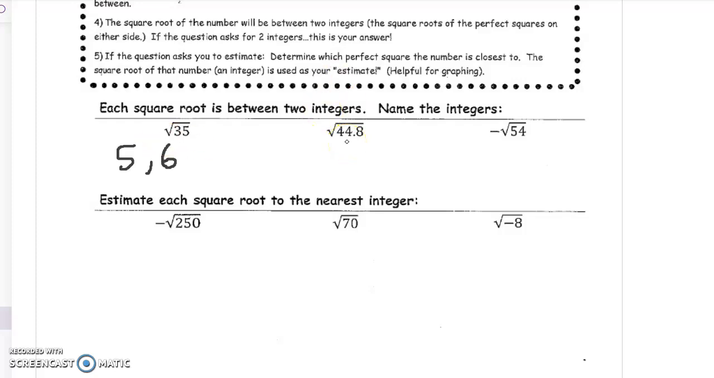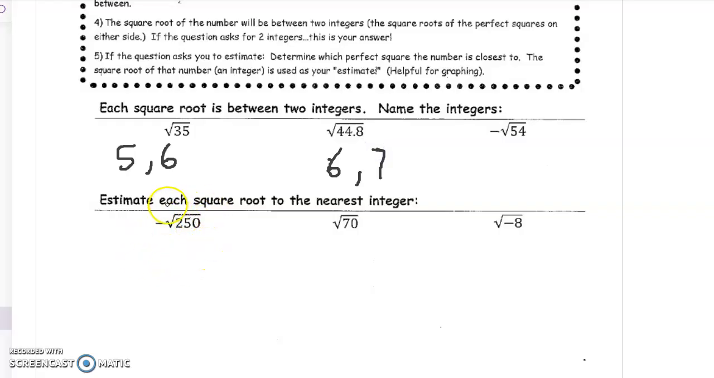This next one, we have 44.8. So the closest one to 44.8 would be 49, and the square root of 49 is 7. And the one lower than that would be 36, and the square root of 36 would be 6. So the two closest ones here are going to be 6 and 7.